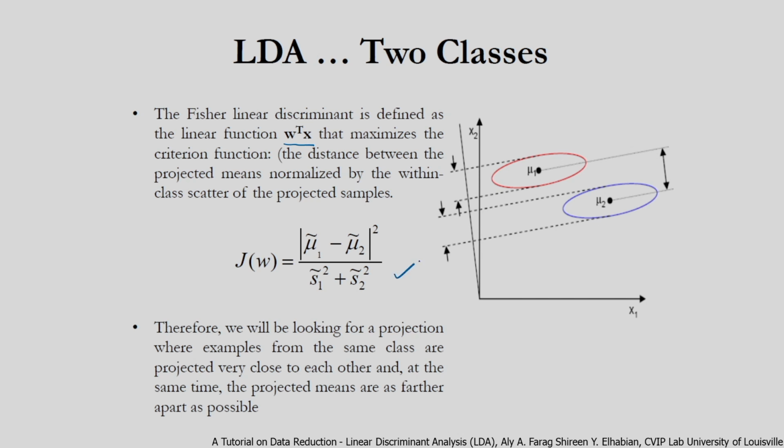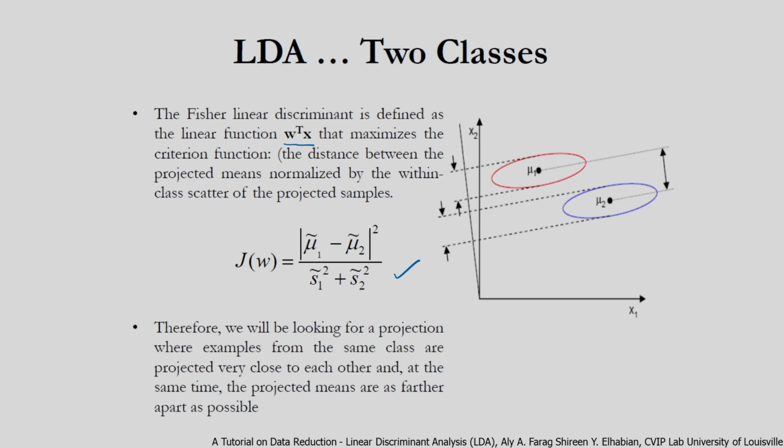So I am considering the criterion function J(W). The objective is to maximize the criterion function. That means the distance between the projected means, normalized by the within class scatter of the projected samples, I have to maximize. So that is the criterion function I am considering in the case of the Fisher linear discriminant.